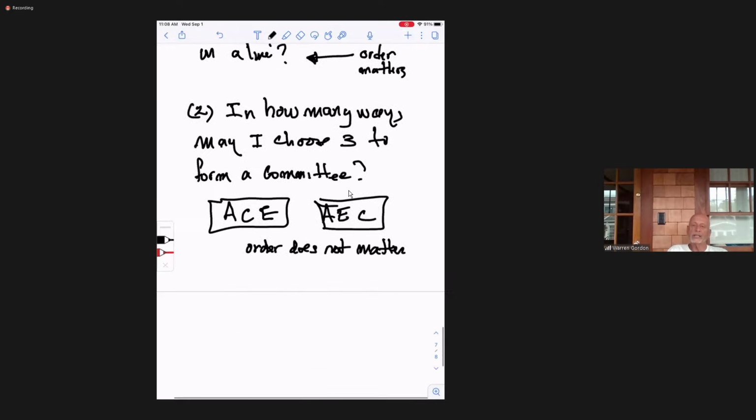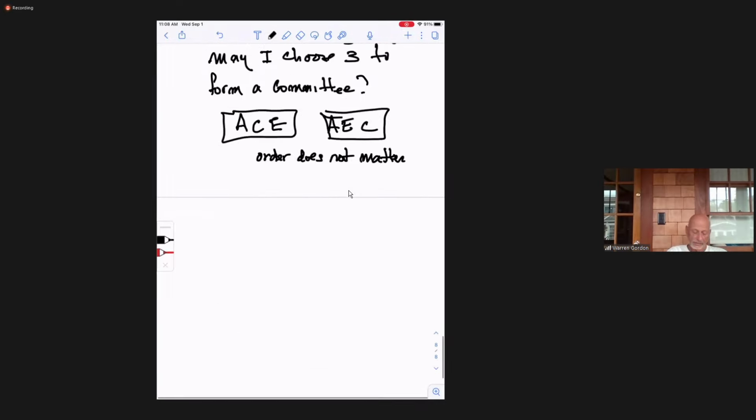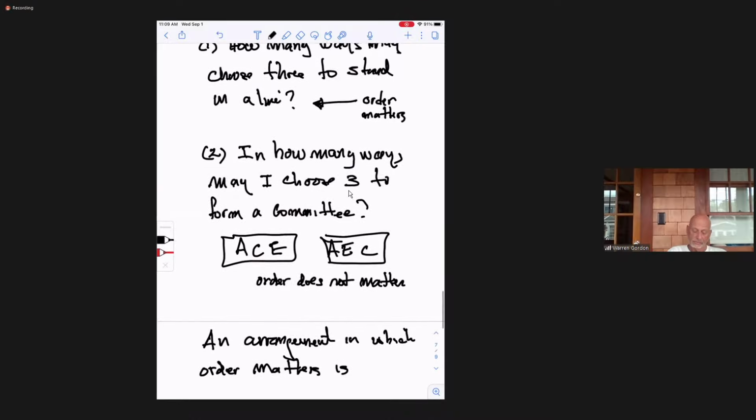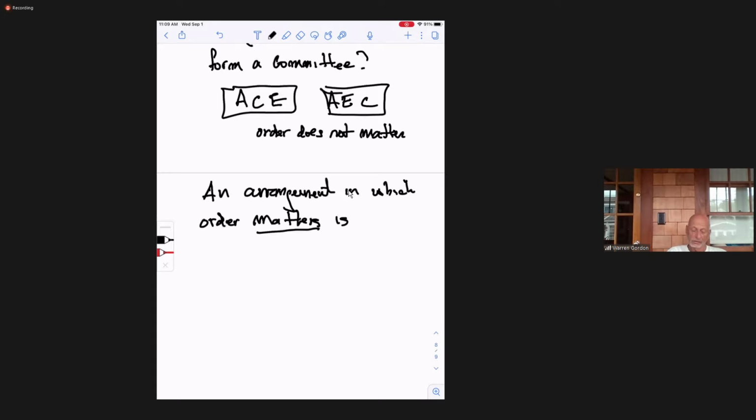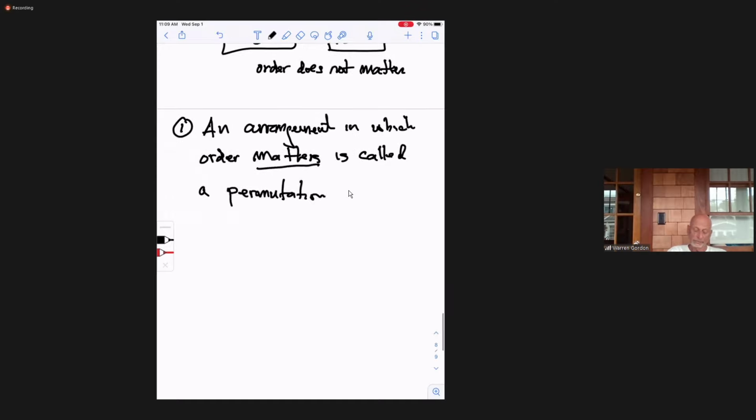So let's make some definitions. An arrangement in which order matters, and now you understand what I mean by the order, is called a permutation. So that was sort of example one.